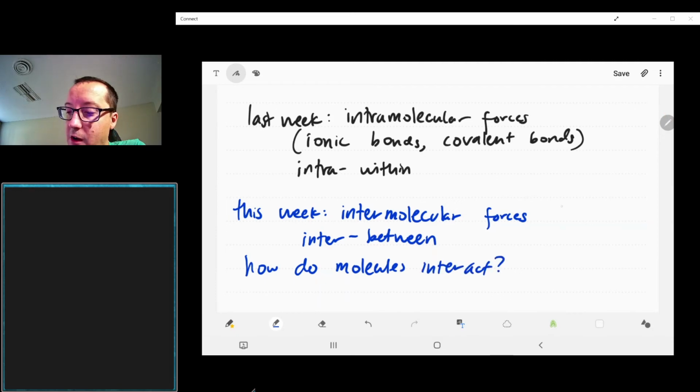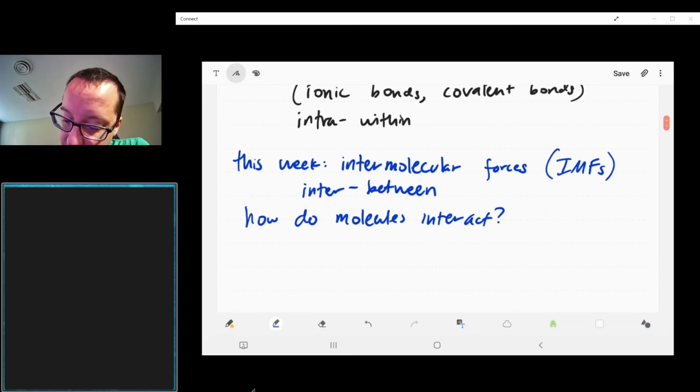Just so you know, often we abbreviate this as IMFs, even though intramolecular forces also would fall under that same kind of abbreviation. We don't really talk about intramolecular forces as much. We just talk about covalent bonds or ionic bonds. So whenever I'm saying IMFs, I mean intermolecular forces, okay?